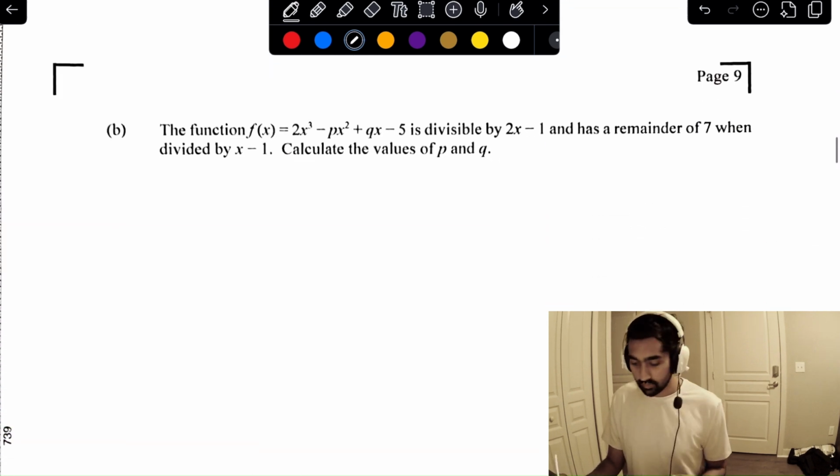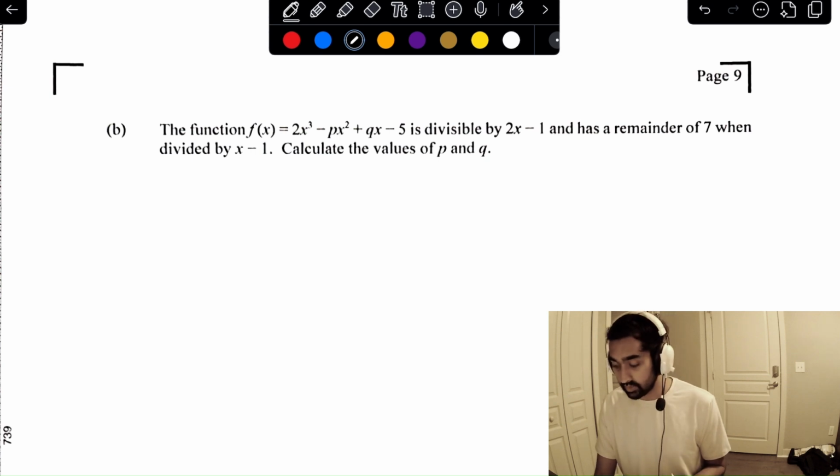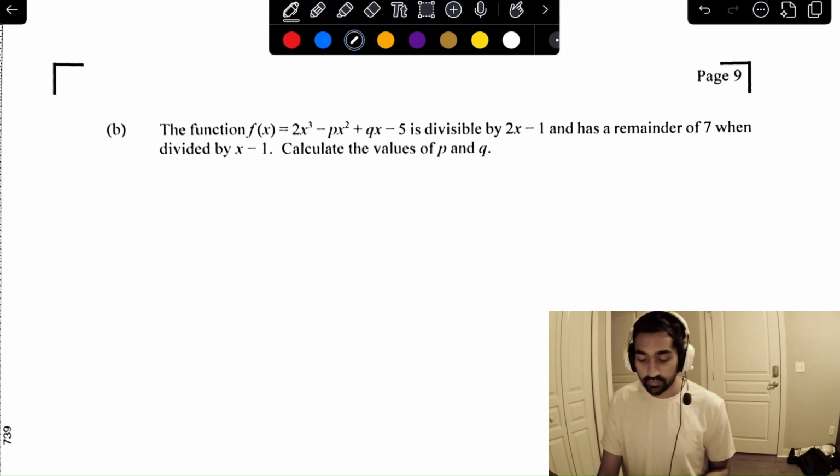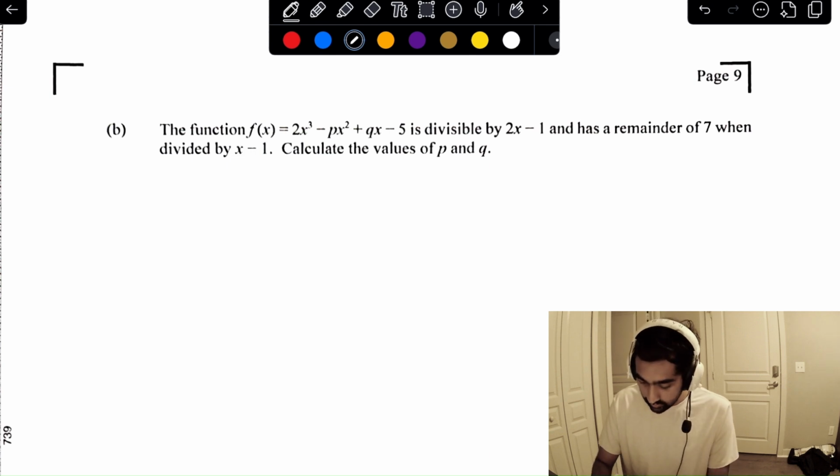Part B reads, the function f of x equals 2x cubed minus px squared plus qx minus 5. It's divisible by 2x minus 1, and it has a remainder of 7 when divided by x minus 1. And then we have to figure out what p and q are. This question will always be about two things. It's all about remainder theorem and factor theorem. So let's remind ourselves what they are.